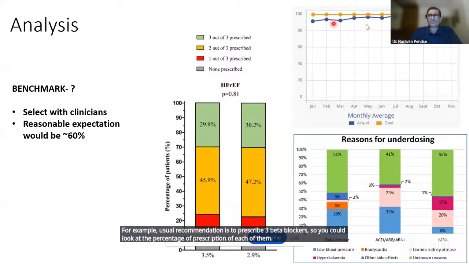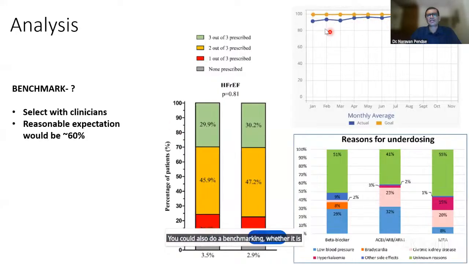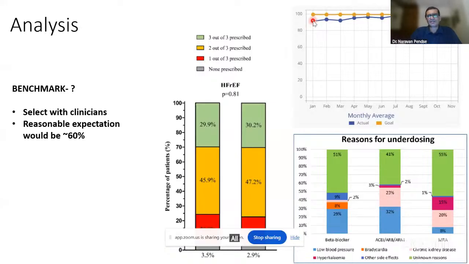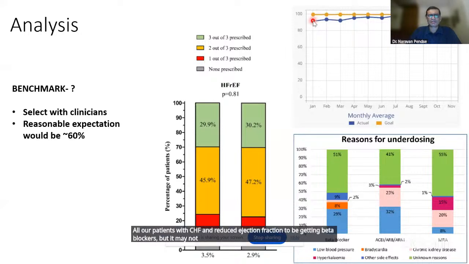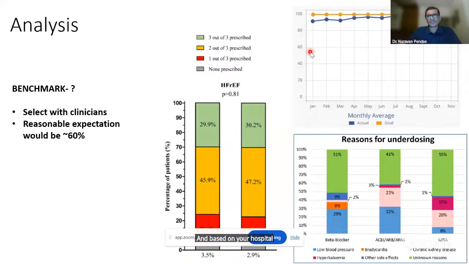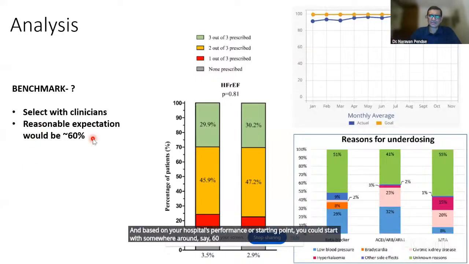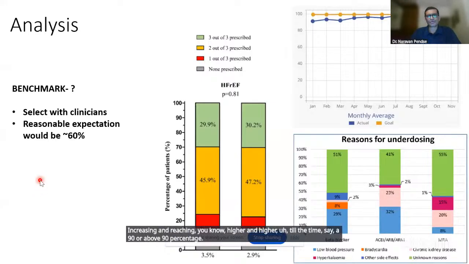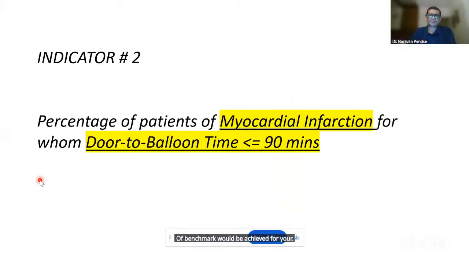You could also do benchmarking. An ideal benchmark would be 100%, because we would want all our patients with CHF and reduced ejection fraction to be getting beta blockers, but it may not be practical to have 100%. So it could be a stretch goal. And based on your hospital's performance or starting point, you could start with somewhere around, say, 60%, and then set yourself a target of reaching higher and higher till, say, a benchmark of 90 percent or above is achieved for your hospital.